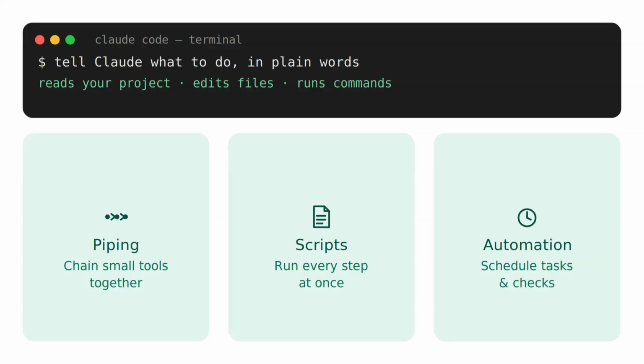This room also has a special toolbox that the other rooms don't have, which are basically tiny single job tools that you can hook together in an assembly line called piping. It's also the only room where you can write a script and have the computer run all the steps by itself. And you can also set a scheduled task for the middle of the night or build an assembly line that automatically checks new code before it ships.